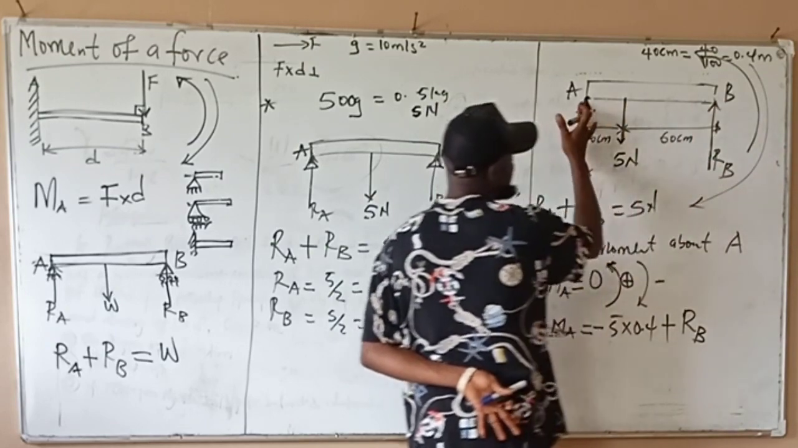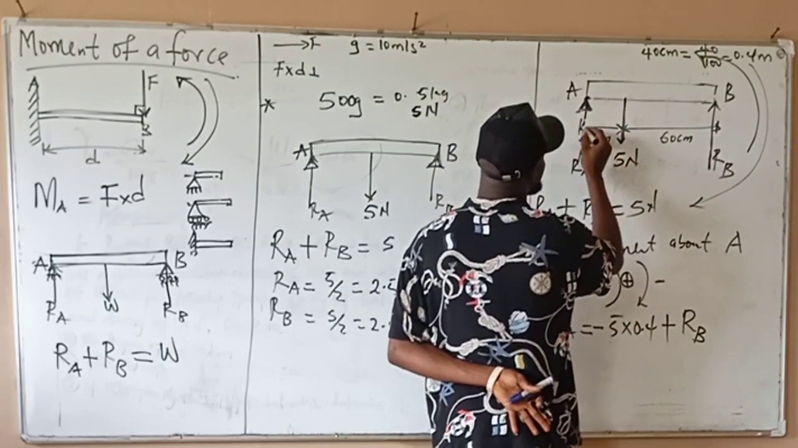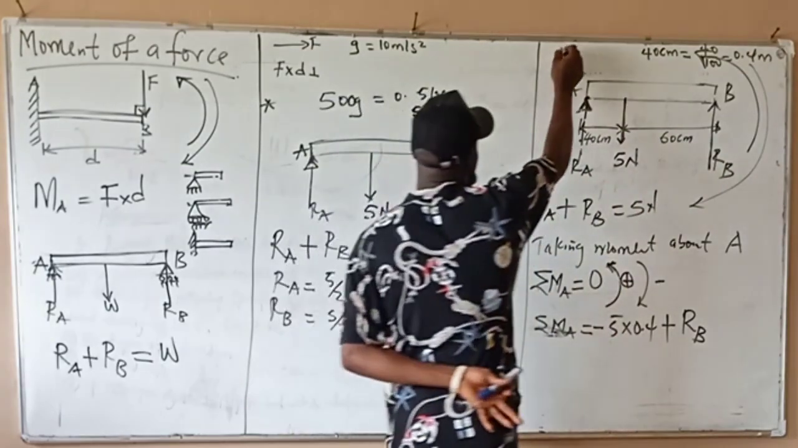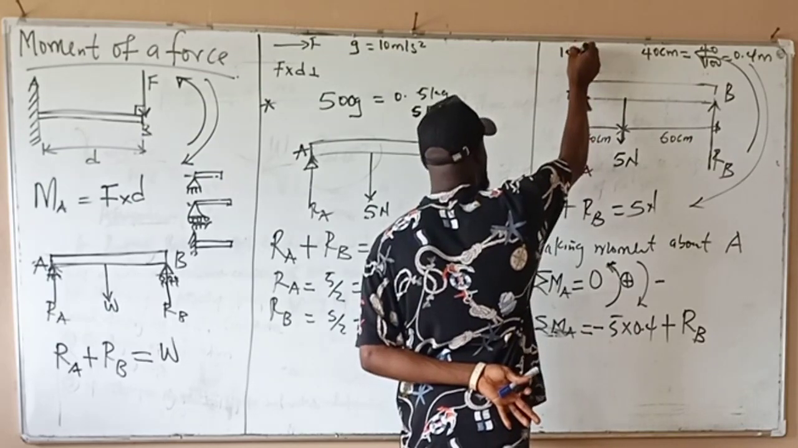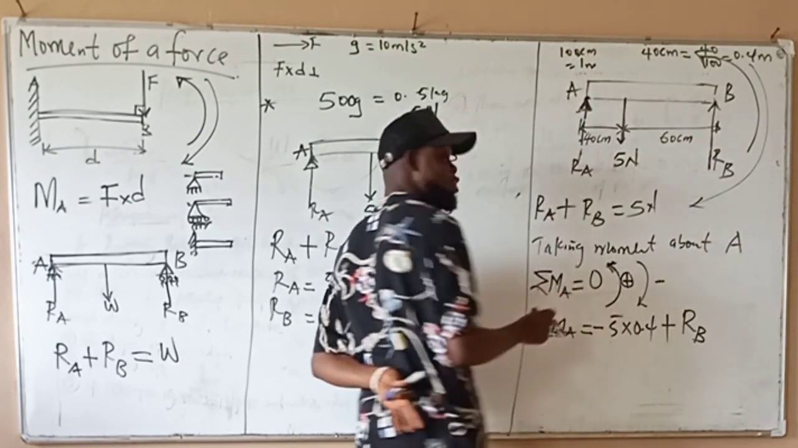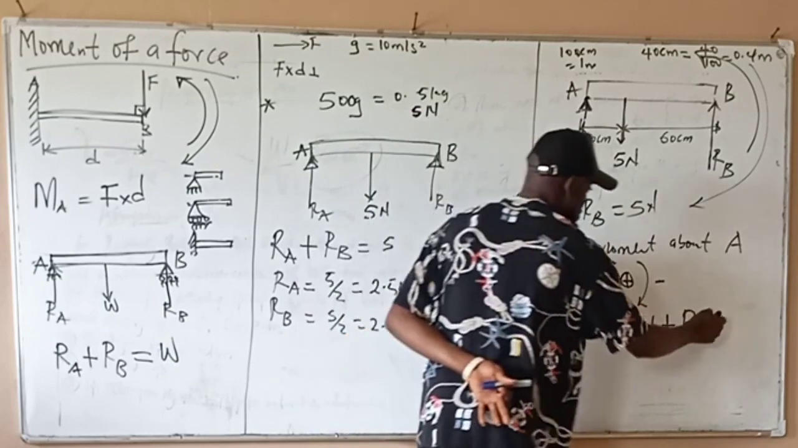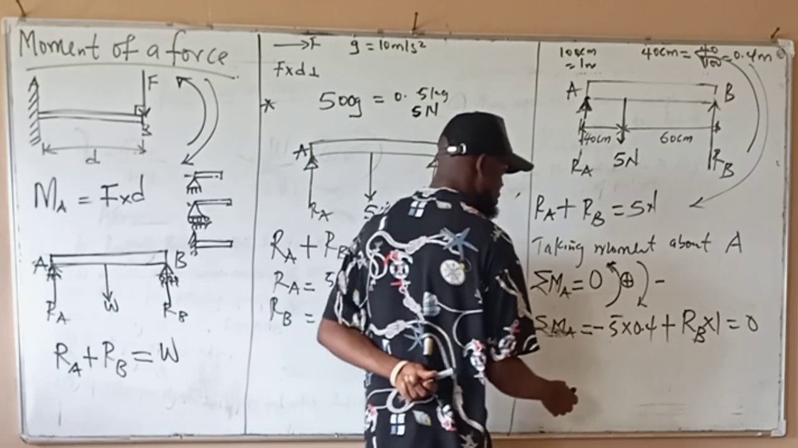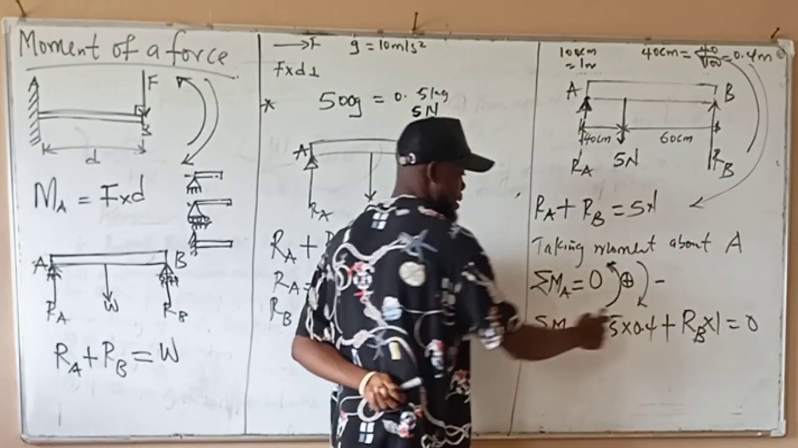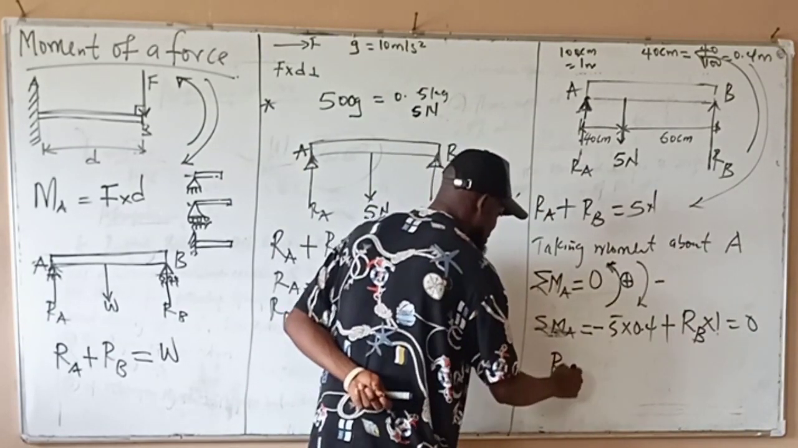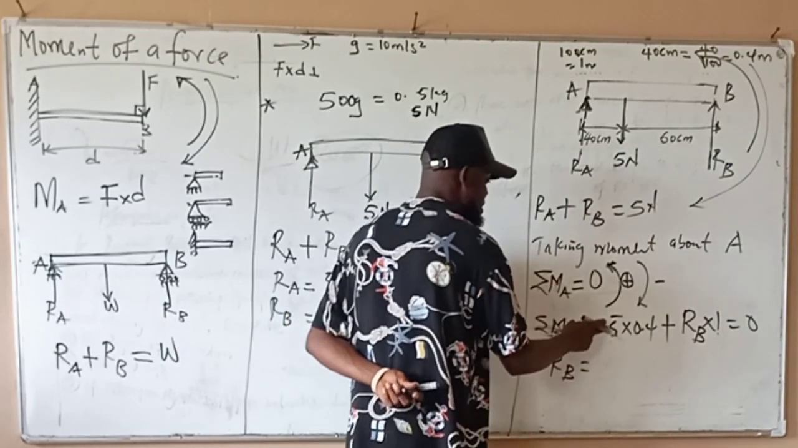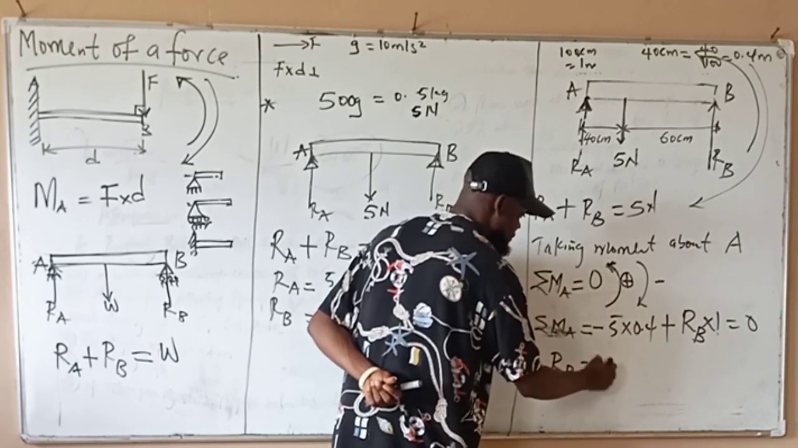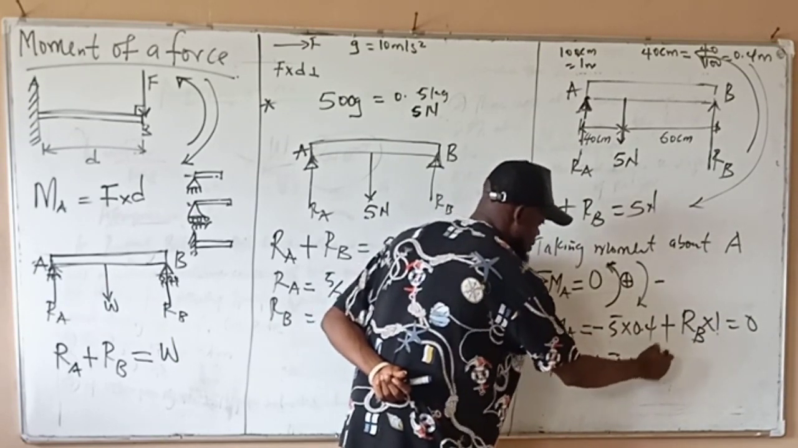Then what's the distance between this place and this place? From here to here is what? That is 40 plus 60, that is 100, so that is 100 cm. Convert to meters by dividing by 100, which equals 1 meter. So times 1 will equal to what? 0. So the next thing will be making arrow B the subject. Arrow B times 1 is arrow B. Then if you move minus 5 times 0.4 to the other side, it will become plus 5 times 0.4.